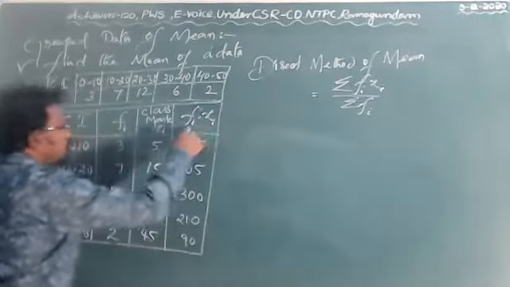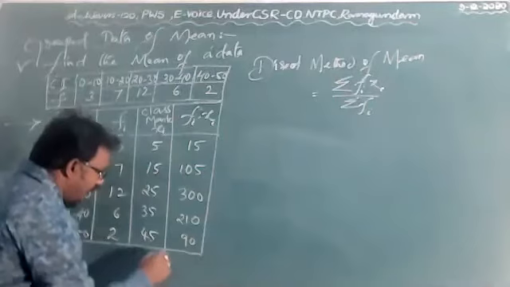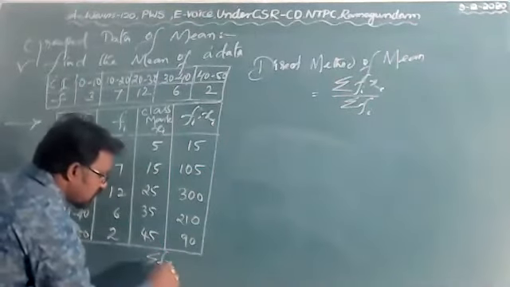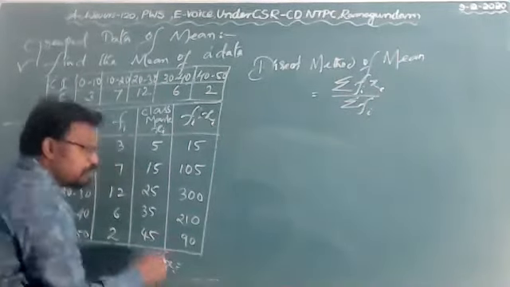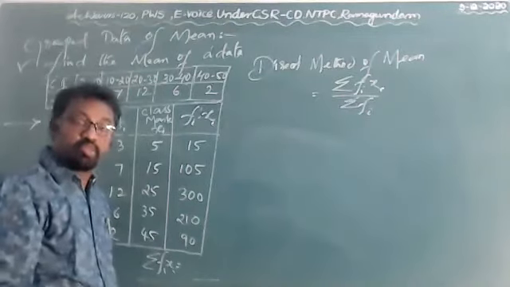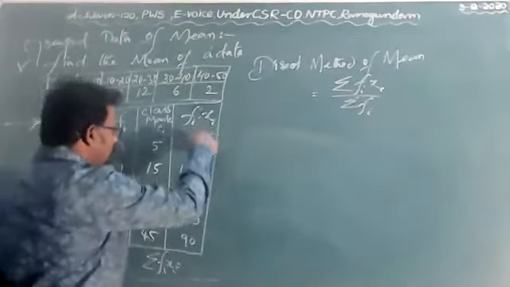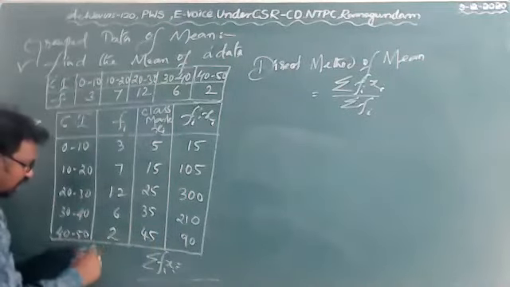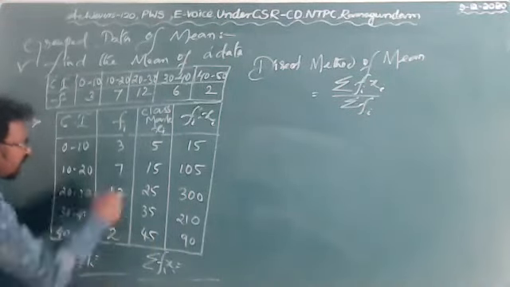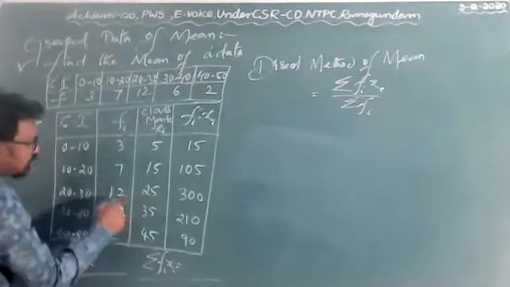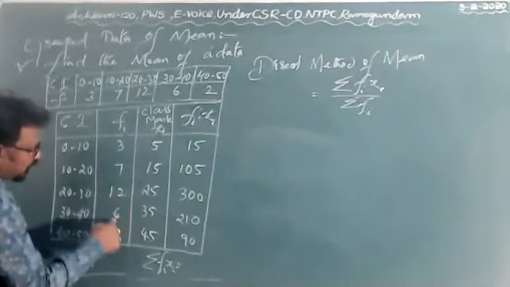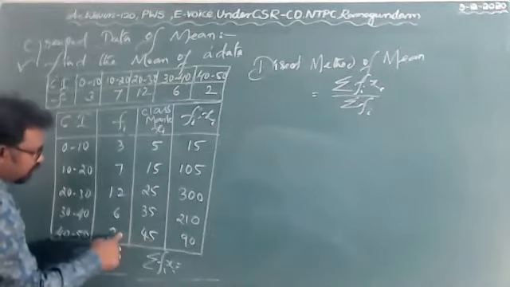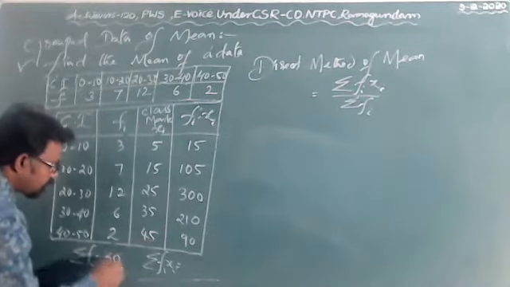Sigma fx is nothing but this is fx. You have to add. What is sigma? Sigma indicates summation of all fx. You have to add this. One more is sigma f. Sigma f: you have to add 3 plus 7, 10; 10 plus 12, 22; 22 plus 6, 28; 28 plus 2, 30. This is 30.